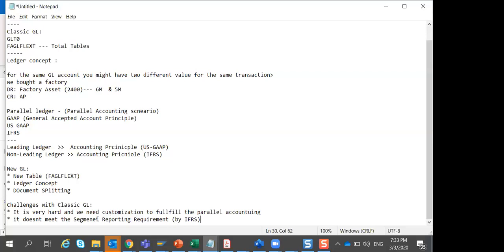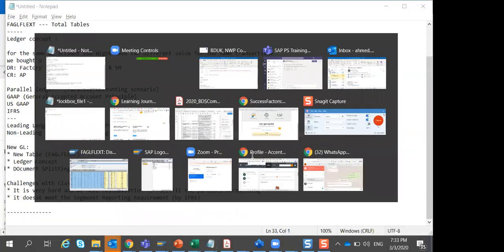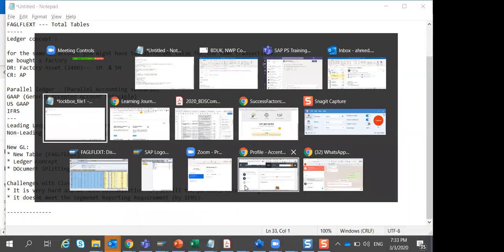Okay, so for this reason, to meet this functionality, this is where document splitting came into the picture. Before I move to document splitting, I was in the table. Let me show you the table right here.